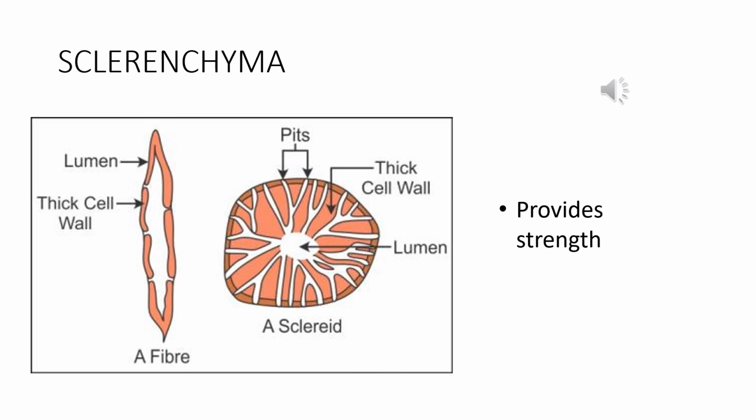Sclerenchyma is composed of long, narrow and thick-walled cells. These are dead cells. This tissue provides strength to the plant parts. It is found in stems and veins of the leaves, mostly as fibers. They do not have cytoplasm or nucleus inside them.